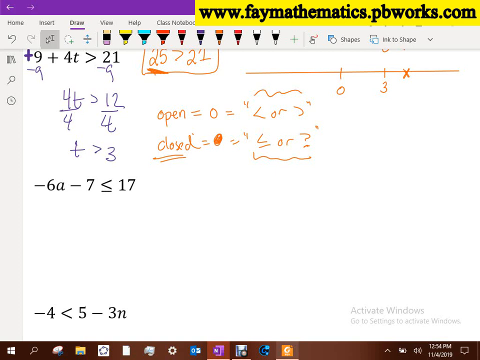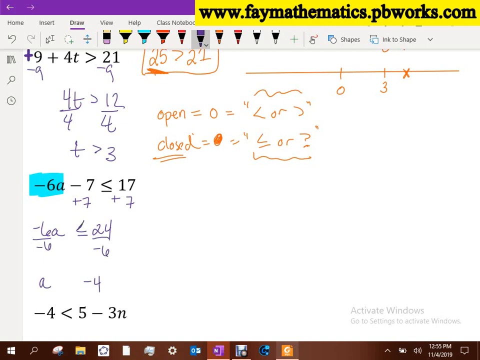Add 7 to both sides. Try to isolate that negative 6a, right? Try to get that by itself. So add 7 here, add 7 there. So negative 6a equals 17 plus 7? 24. Okay. Now what are you going to do? Divide by negative 6. And when I divide by negative 6, okay, so I get a, I get negative 4, and good.